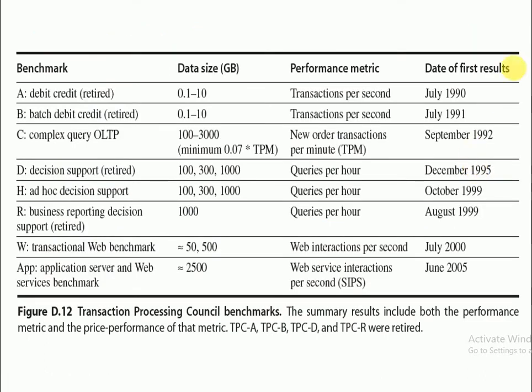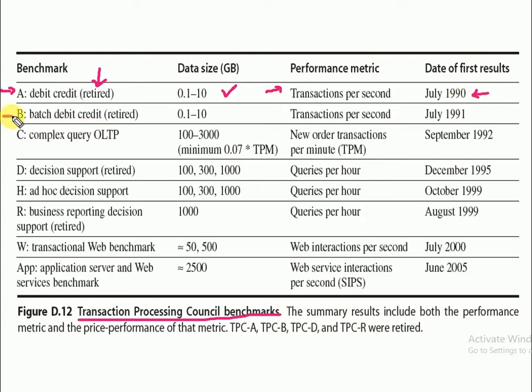So we'll see some of the benchmarks. These are the TPC benchmarks. Here you can see benchmark A. These are only some listing and description of the factors in transaction processing. Benchmark A is related to the debit card, which is retired, meaning it is currently not being utilized and not available. For the debit card, the data size requirement is 0.1 to 10 GB, the performance metric is the number of transactions per second, and it was initially released in July 1990.